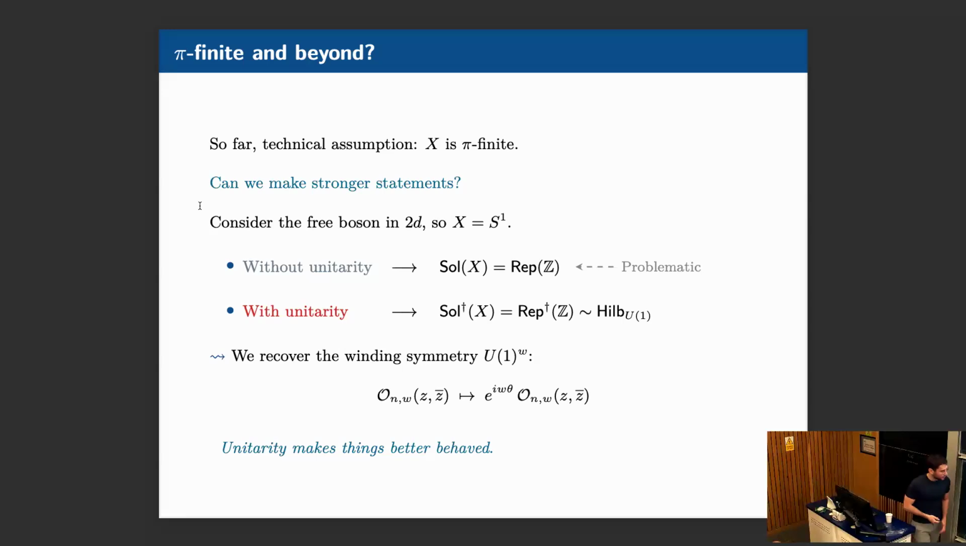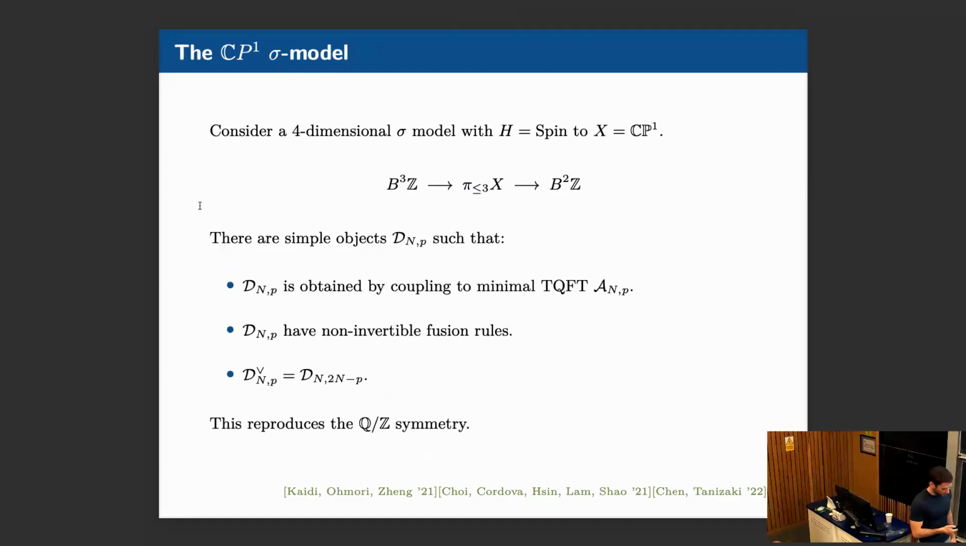Okay, and this was a basic example. And then we can try to play with some more complicated non-pi-finite spaces. In particular, say we can look at the CP1 example in 4 dimensions with spin structure. And indeed, what we are able to recover is precisely the Q mod Z symmetry that is well known to be there from the literature. And this is precisely by taking unitarity into account in the whole game.